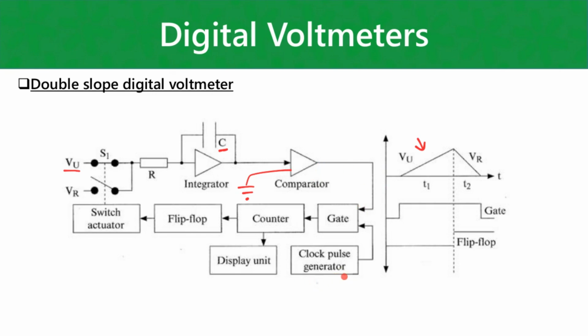You will see you have a clock pulse generator here. And as long as VU is applied to the comparator, essentially the capacitor of the integrator is going to charge up to the unknown voltage. And that's going to drive this clock pulse generator, and it's going to drive this counter.